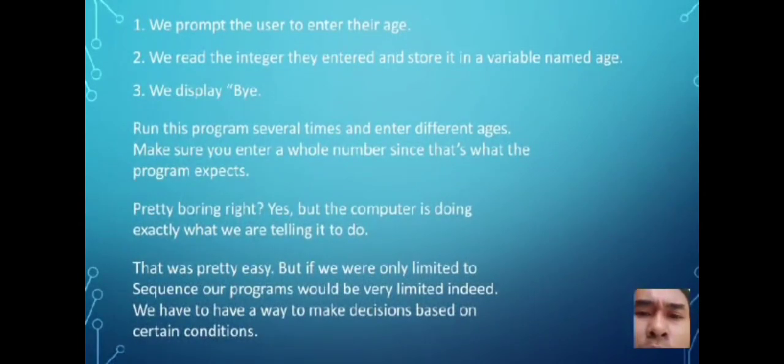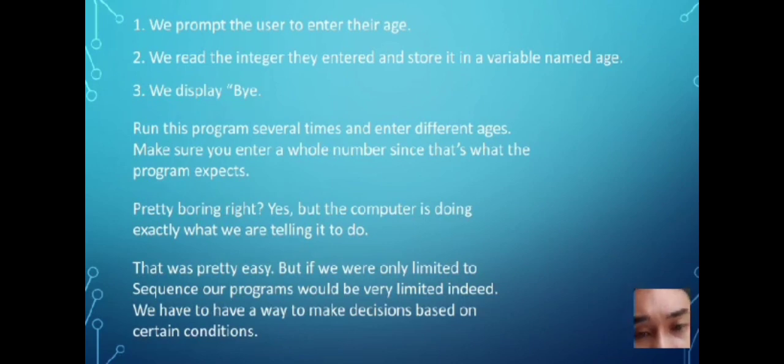Number 1, we prompt the user to enter their age. Number 2, we read the integer they entered and store it in a variable named age. And lastly, we display the age. Run this program several times and enter different ages. Make sure to enter a whole number since that's what the program expects. Pretty boring, right? Yes, but the computer is doing exactly what we are telling it to do.